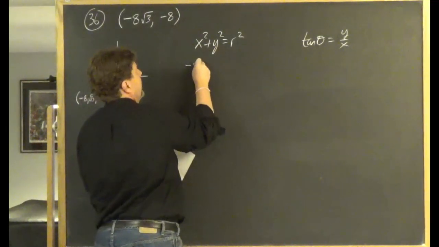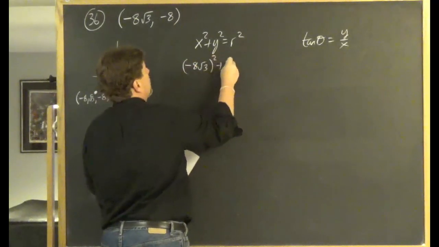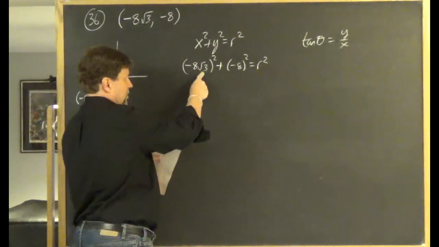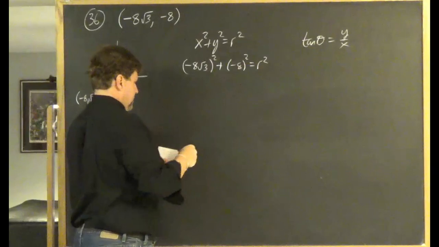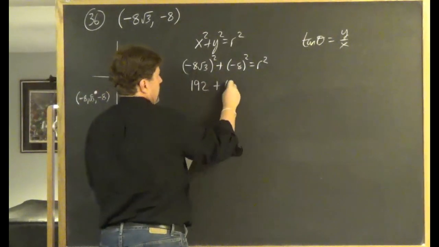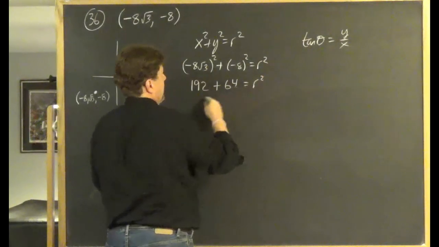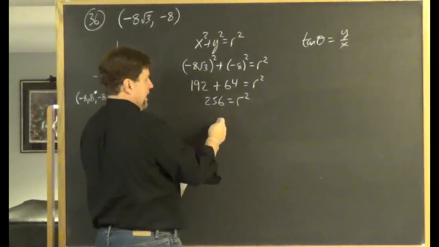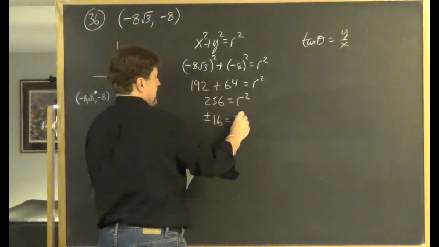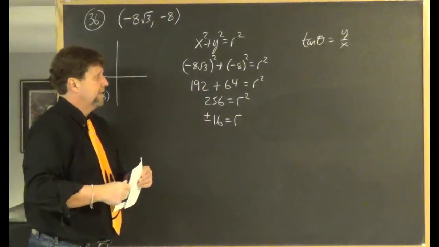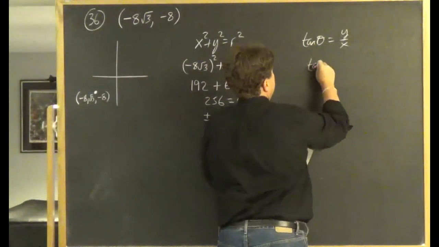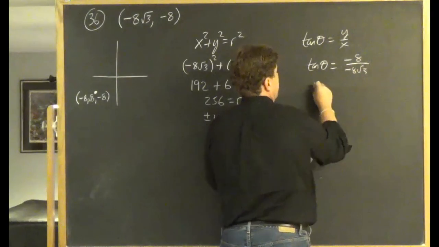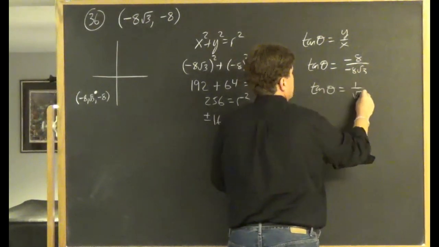So, (-8 square root 3) squared plus (-8) squared is r squared. (-8 square root 3) squared is 64 times 3, that's 192. (-8) squared is 64. So 256 is equal to r squared. It's kind of friendly. Plus or minus 16 is equal to r. Well, that's not too bad. Over here, tangent theta is -8 over -8 square root 3. So tangent theta is 1 over square root 3.